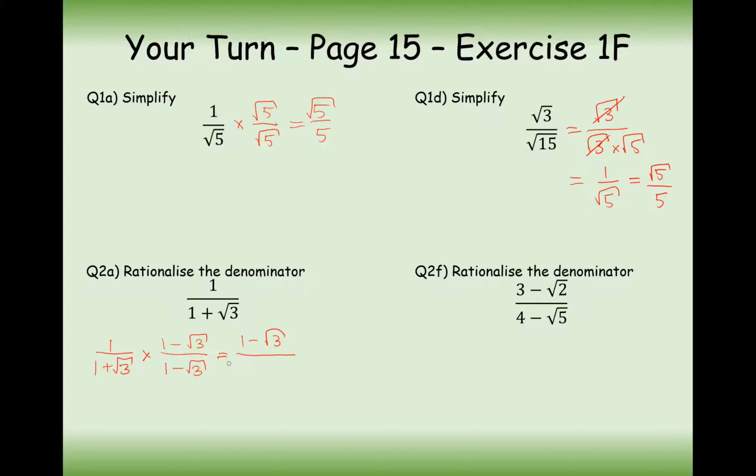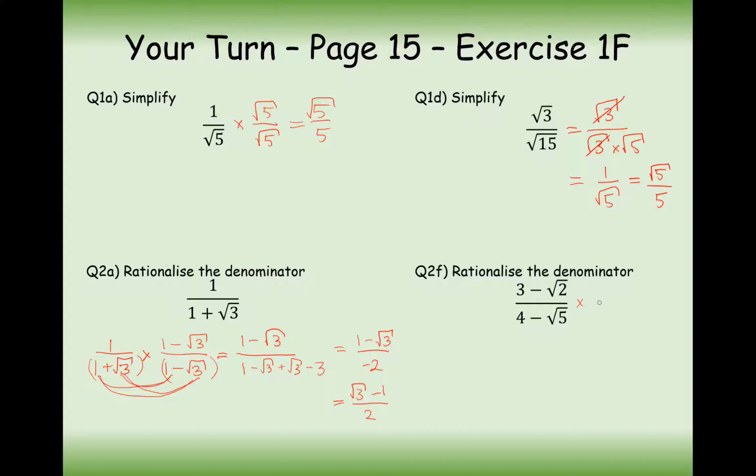And on the denominator here, we're going to have to expand out a pair of double brackets. So 1 times 1 is 1. 1 times minus root 3 is minus root 3. Root 3 times 1 is plus root 3. And root 3 times minus root 3 is minus 3. So in this case here, we're going to get 1 minus root 3 over minus 2. And I'd potentially times the top and the bottom of the fraction here by minus 1 to make it root 3 minus 1 over 2. And I'd be much happier with that as my final answer rather than a minus 2 on the denominator here.